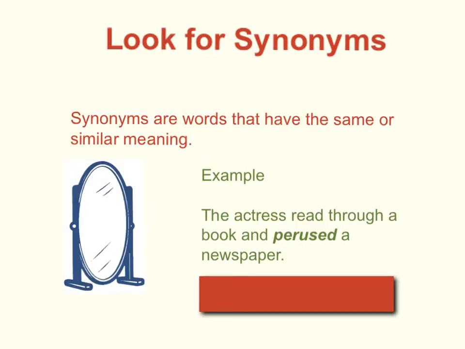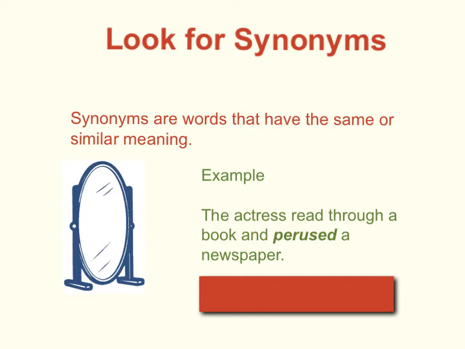So the first clue we're going to take a look at are synonyms. Now synonyms are words that have the same or similar meaning. That means we're going to be looking for words in the sentence that surround our unknown word but might have a similar meaning to it. And when we can find those similar meanings, we might be able to uncover the meaning of our unknown word.